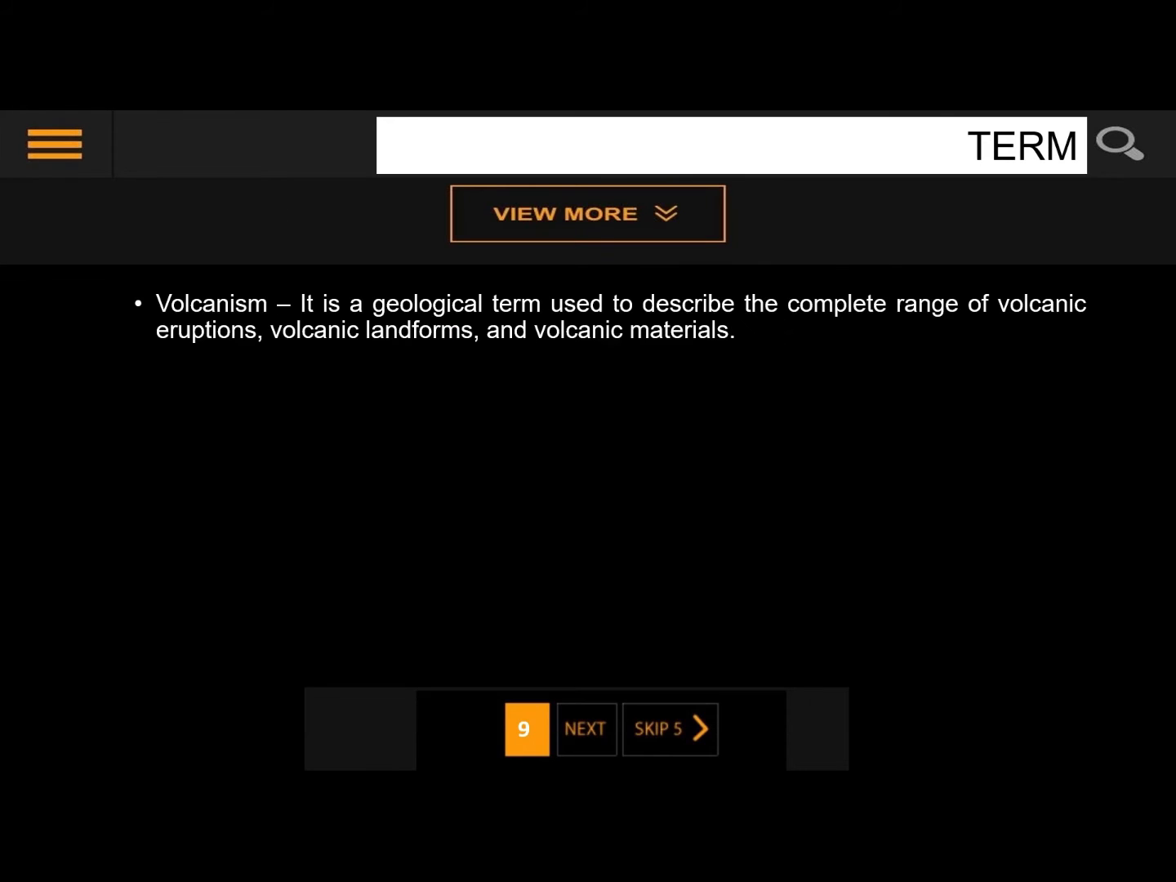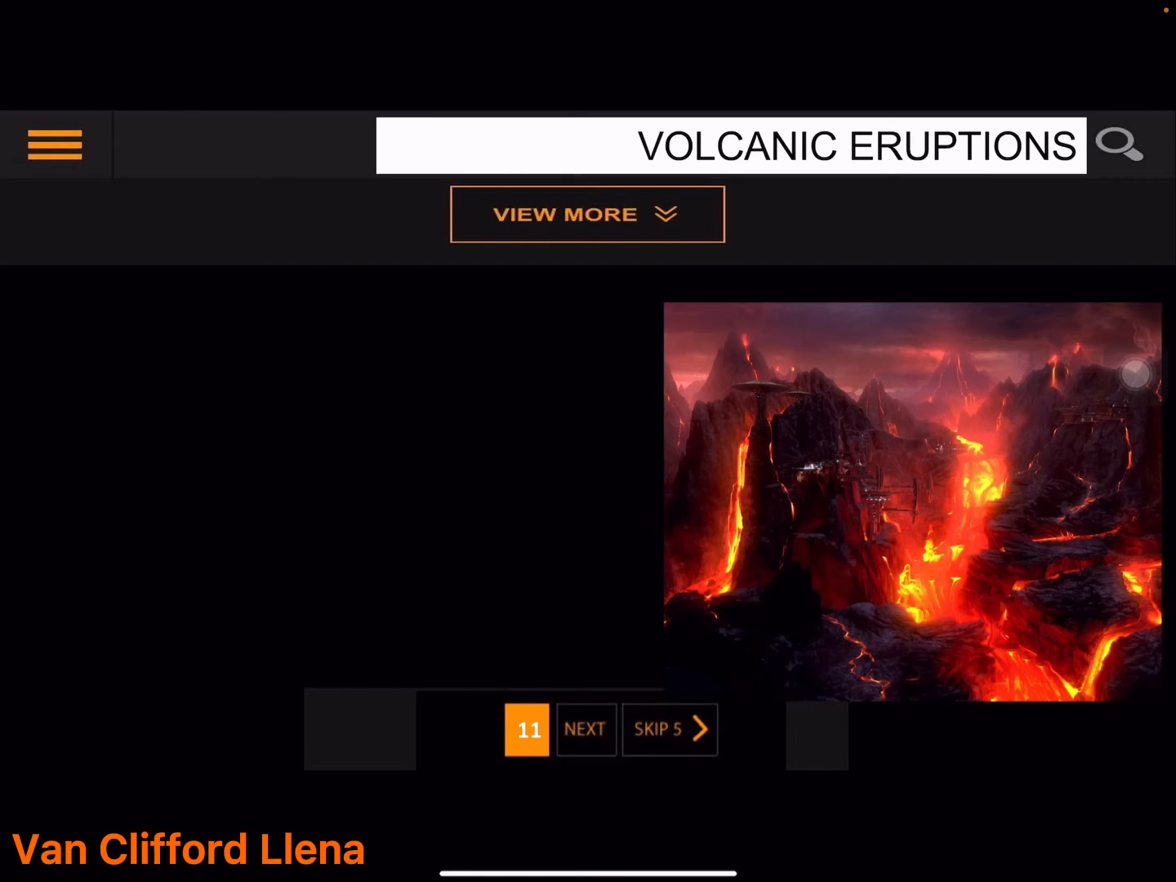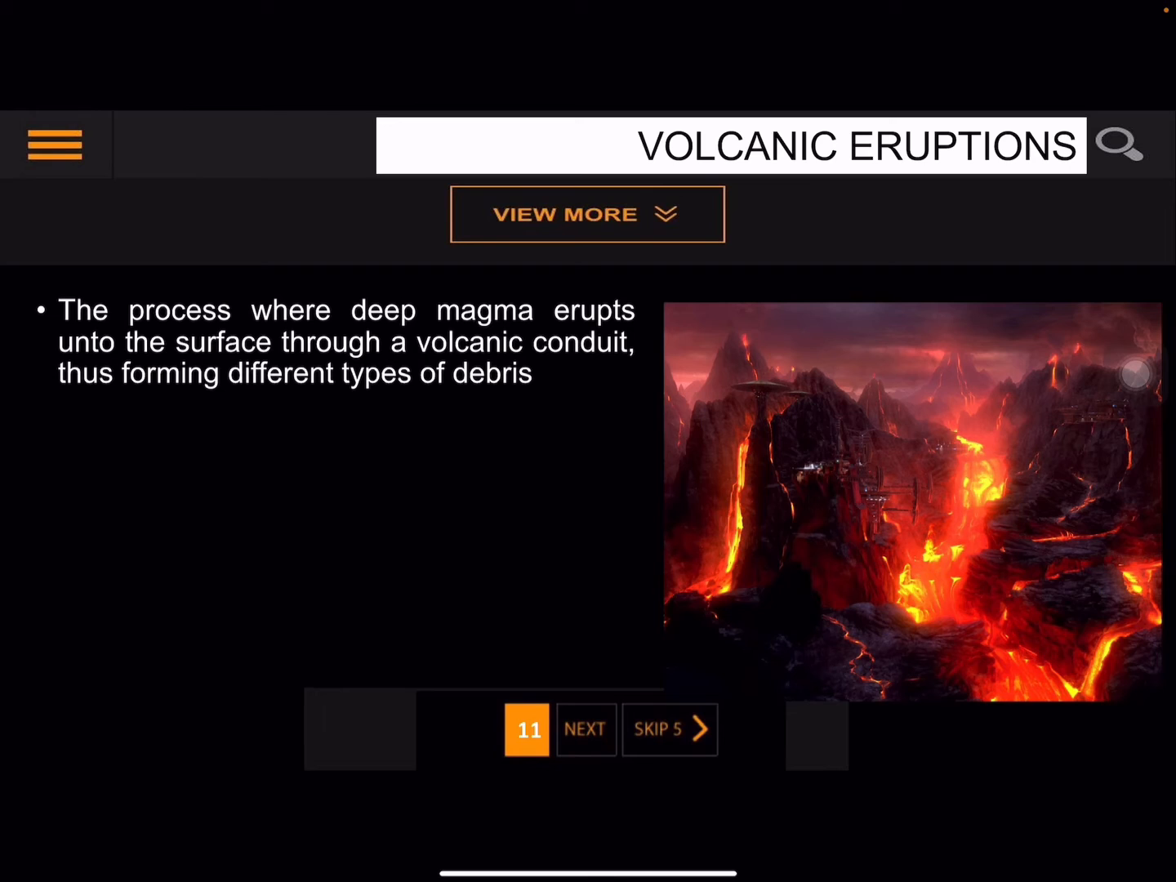Additional term: volcanism. It involves volcanic activity or phenomena. It is a geological term used to describe the complete range of volcanic eruptions, volcanic landforms, and volcanic materials. Volcanic eruptions. A volcanic eruption is a process where deep magma erupts onto the surface through a volcanic conduit, thus forming different types of volcanic debris.